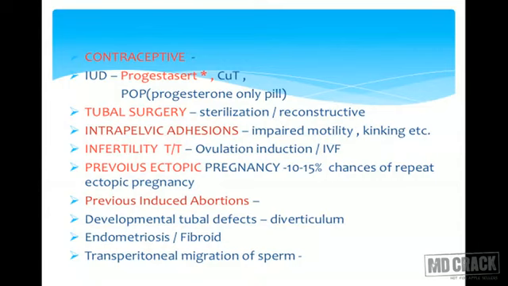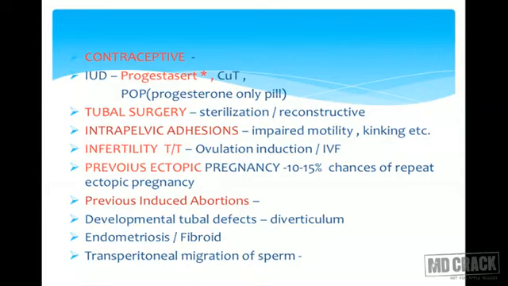Even copper T, which is an intrauterine device, gives protection against intrauterine pregnancy but may lead to increased chances of ectopic pregnancy. Condoms and barrier methods give protection against both intrauterine as well as ectopic pregnancy because they are not allowing the sperms to ascend up. Tubal surgeries, again a very common cause of ectopic.